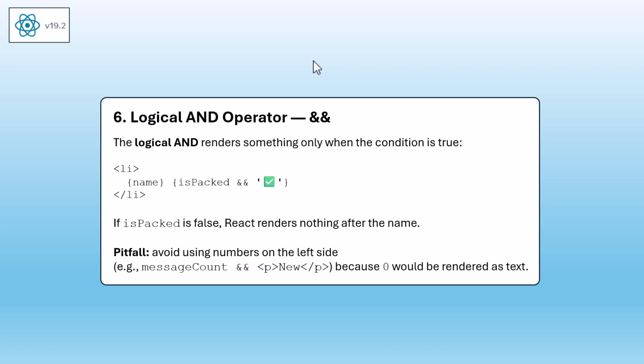However, there's a small pitfall. If the left-hand side of the condition is a number and that number is 0, React will actually render the number 0 on the screen. To prevent that, always make sure you use a proper Boolean condition, such as checking whether a number is greater than 0.